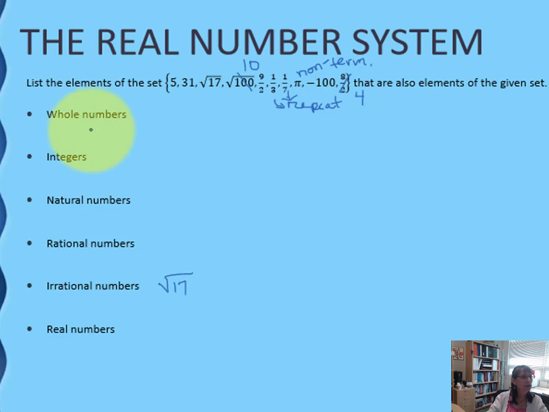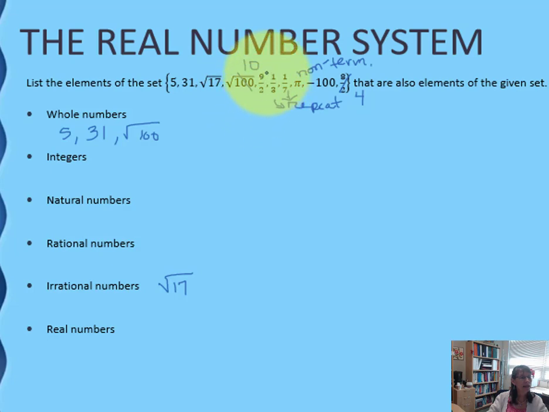Now let's go back to the first subset, whole numbers. Remember, whole numbers begin with 0 and then the counting numbers, 0, 1, 2, 3, and so on. So we'll need to include 5, 31 is a whole number. Then we'll go to square root of 100, because we know that's worth 10.